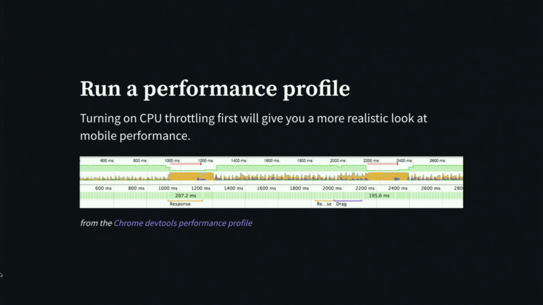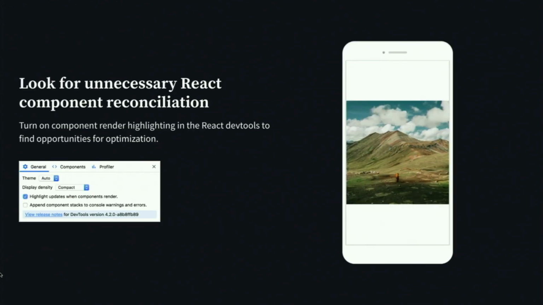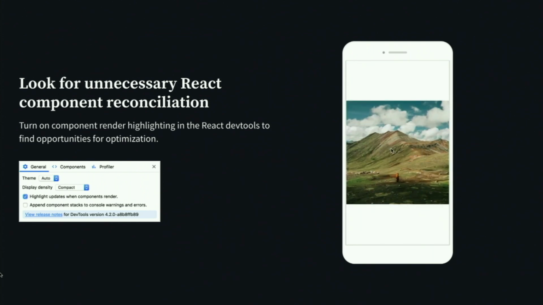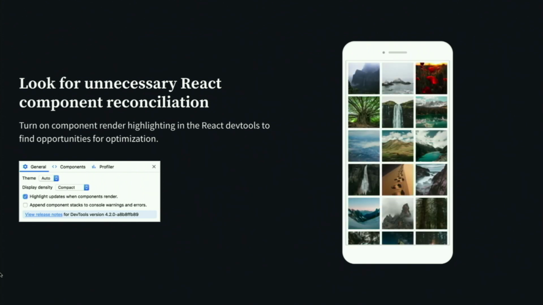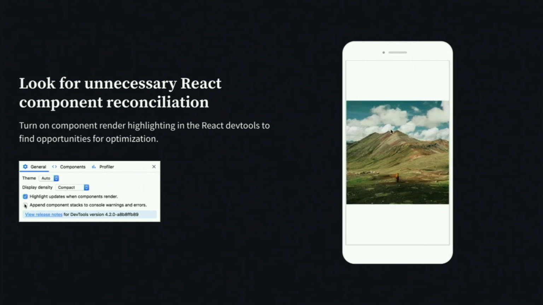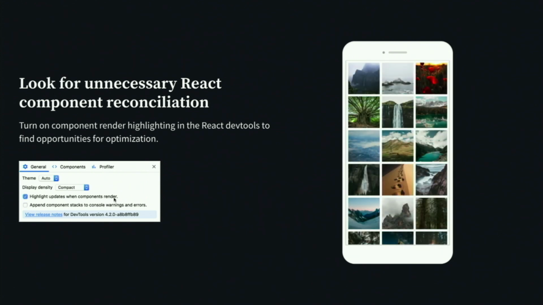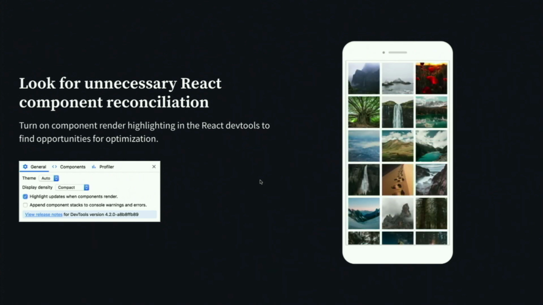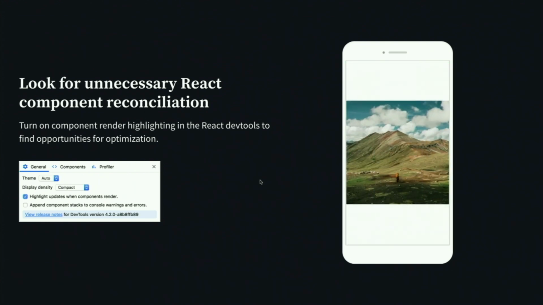So I wanted to figure out how to reduce this, obviously, and my first idea was to look for unnecessary React component reconciliation. The new React Dev Tools have this really awesome feature where you can highlight updates when components render. So I turned that on, and I saw that indeed, when I was just clicking on a component, absolutely everything was re-rendering unnecessarily.